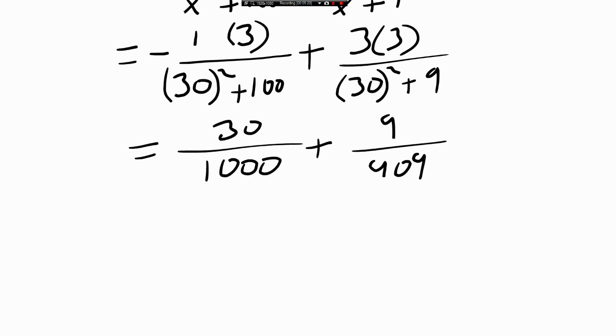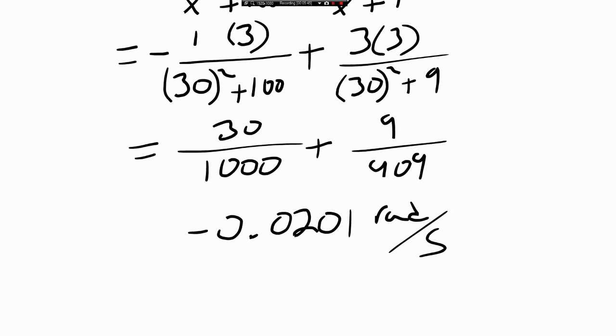And when we plug that into our calculator, we get a negative 0.0201. This will be in radians per second. So our angle is changing at negative 0.0201 rads per second.